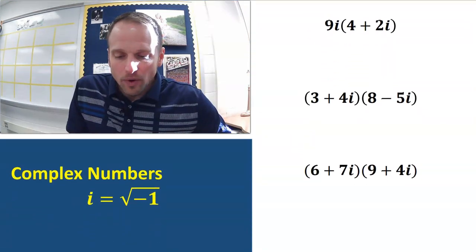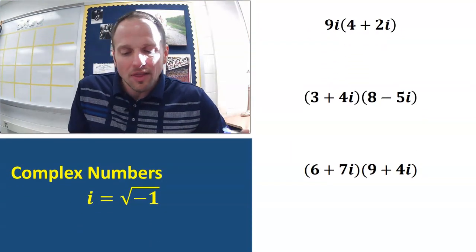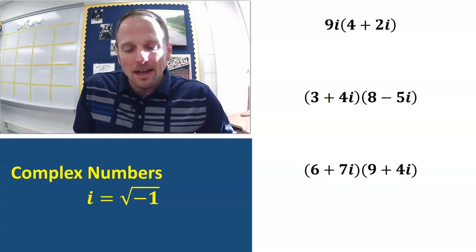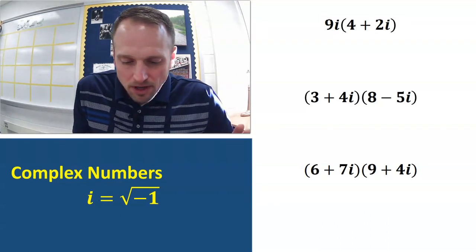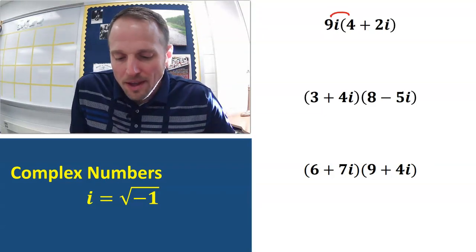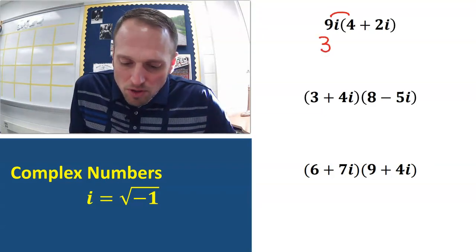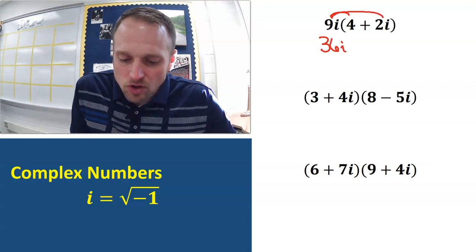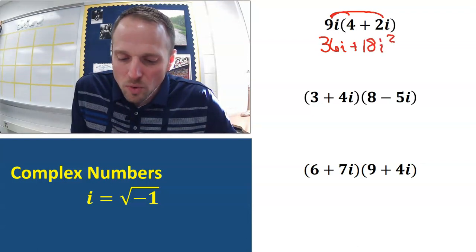What happens if we multiply these? Well, again, think of i as variable-ish. It's not a variable, right? But let's use the same rules for it. 9i times 4, that's just going to be 36i. And then 9i times 2i is going to be 18i squared.